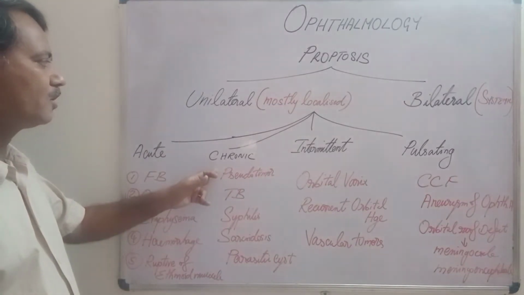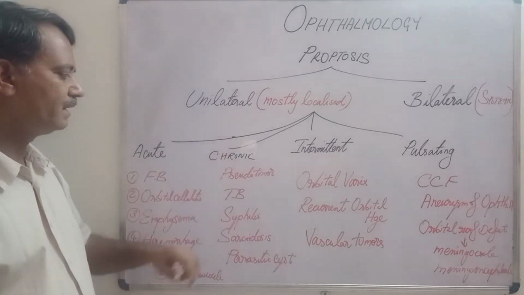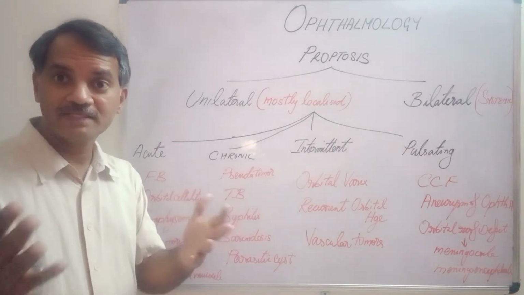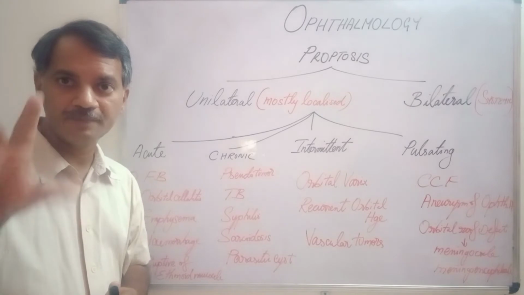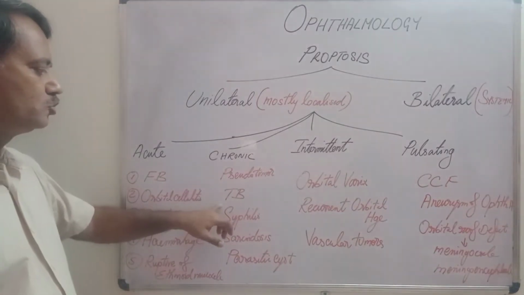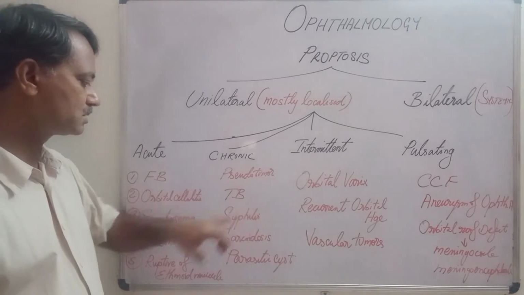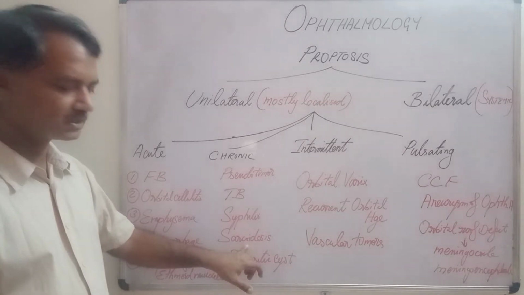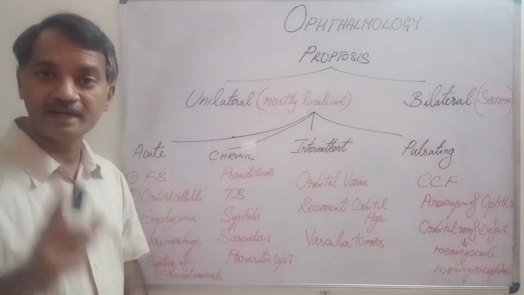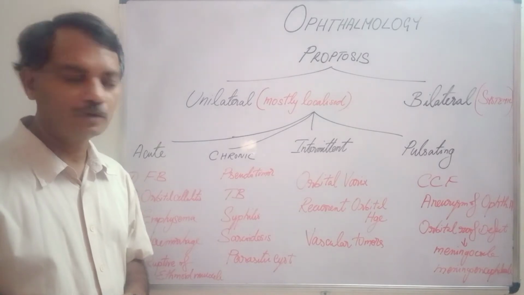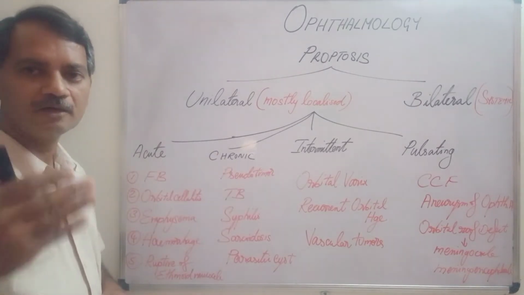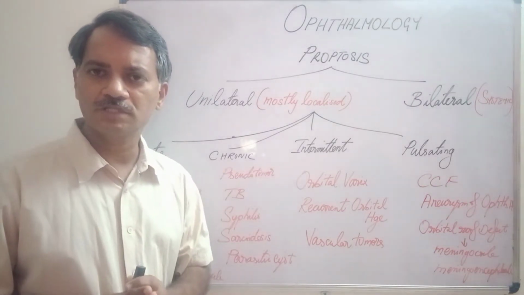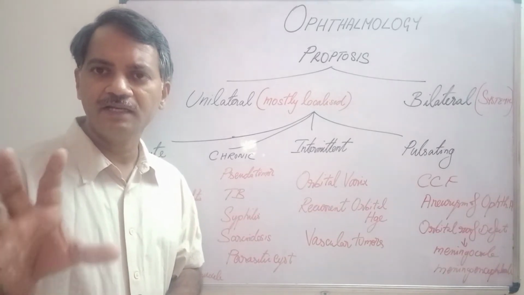Coming to the chronic causes for unilateral proptosis, the first thing is the pseudotumor of the orbit. Orbital apex syndrome, we call it. The globes are being pushed outside. Next is tuberculoma caused by tuberculosis. Gumma caused by syphilis. Sarcoidosis. Parasitic cysts like hydatid cyst can also lead to chronic proptosis which develops over a period of time. Next is intermittent proptosis. In some people, the proptosis may be there for some time, then it may resolve.